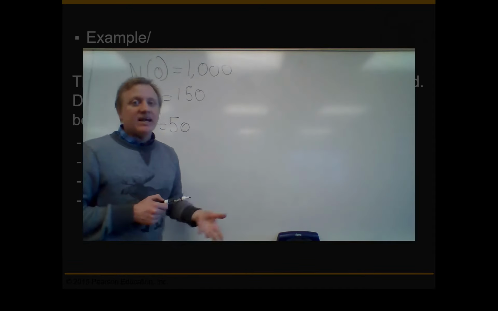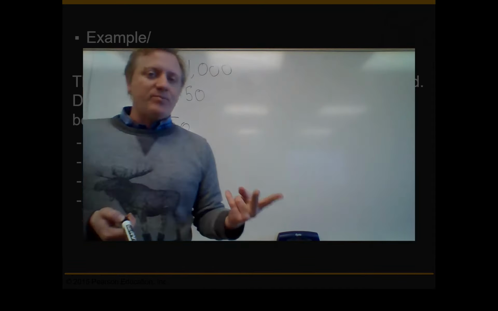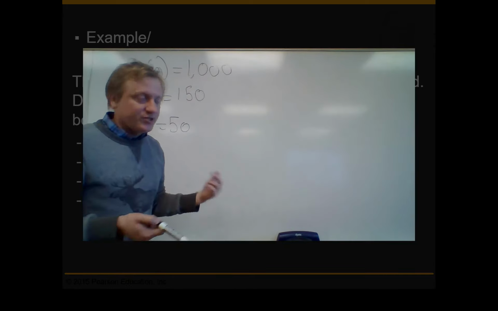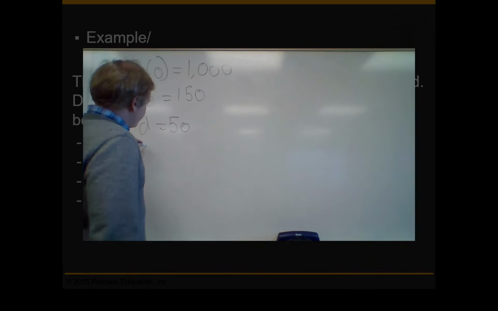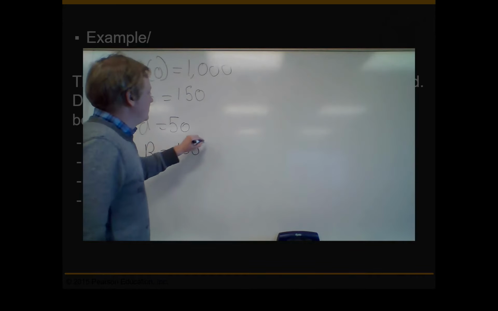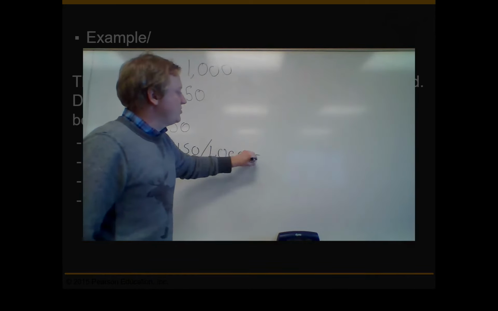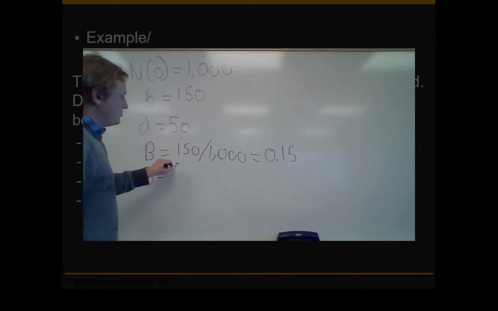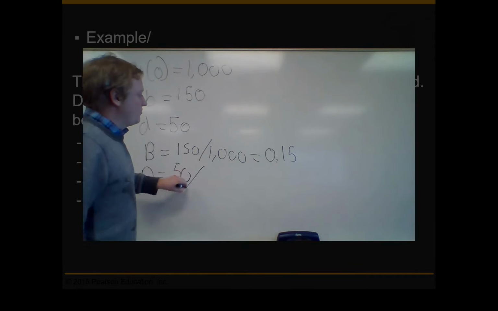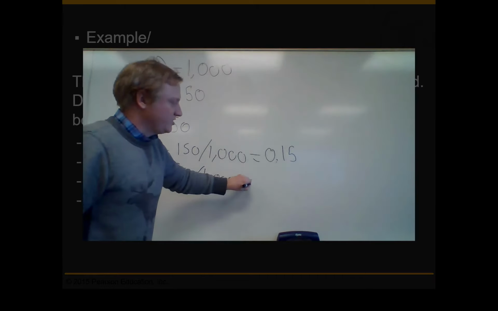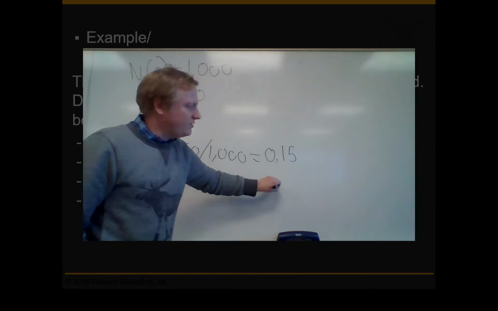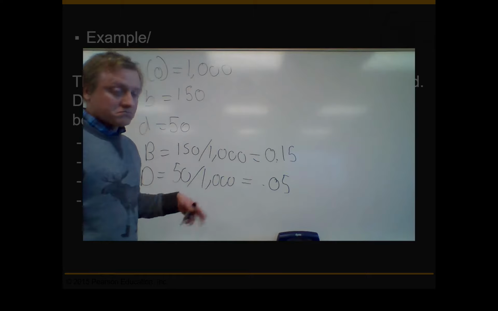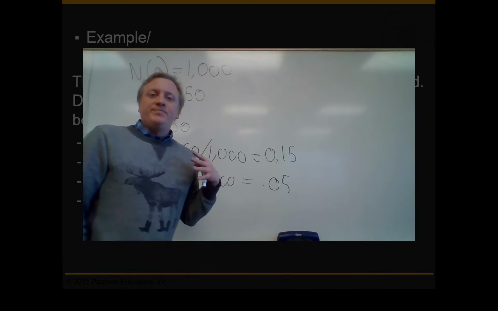So how do we go about calculating the per capita death rate and the per capita birth rate? So the per capita birth rate is the number that were born divided by the number that we started with. So we'll say this is equal to 150 divided by 1,000, which is equal to 0.15. Death rate is equal to the number that died divided by the number we started with, which is equal to 0.05. I think I'm doing that math right. Yeah, 0.05. Cool. So we've calculated our birth rate and our death rate.